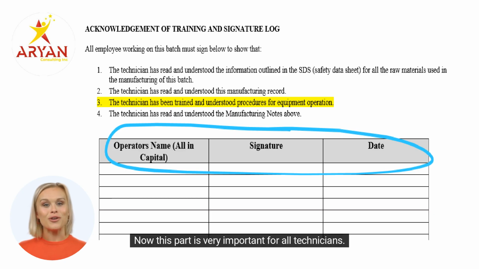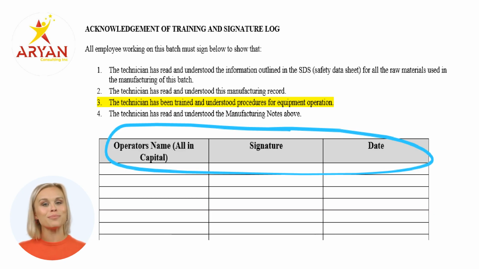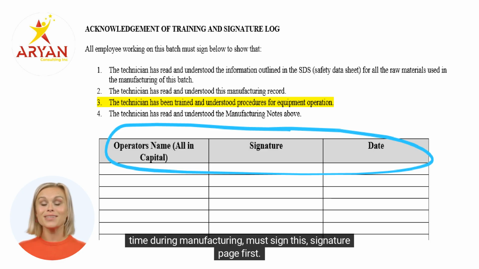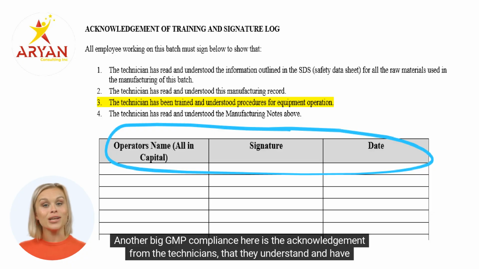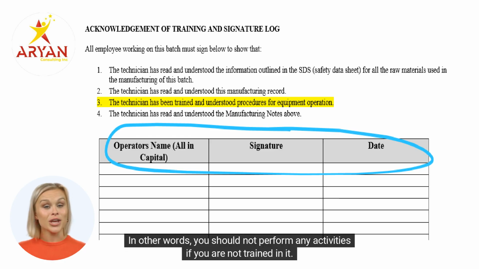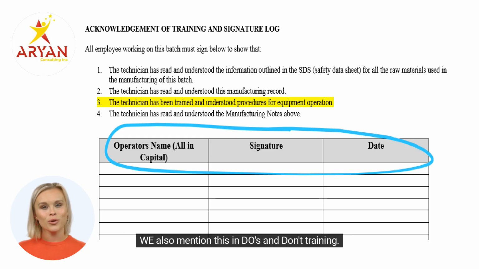Now this part is very important for all technicians. Any technician who is about to take part or has taken part in the manufacturing process at any step or at any time during manufacturing must sign this signature page first. Another big GMP compliance here is the acknowledgement from the technicians that they understand and have been trained on how to operate equipment during the manufacturing. In other words, you should not perform any activities if you are not trained in it. We also mention this in the do's and don'ts training.